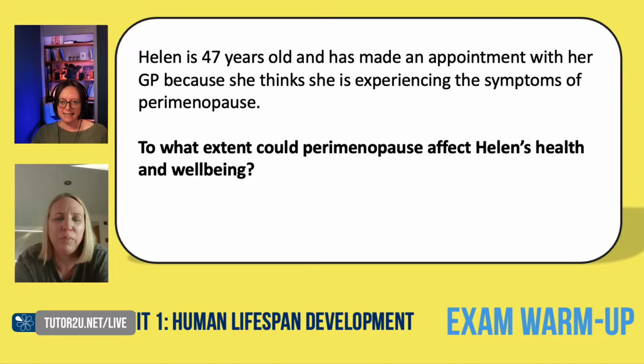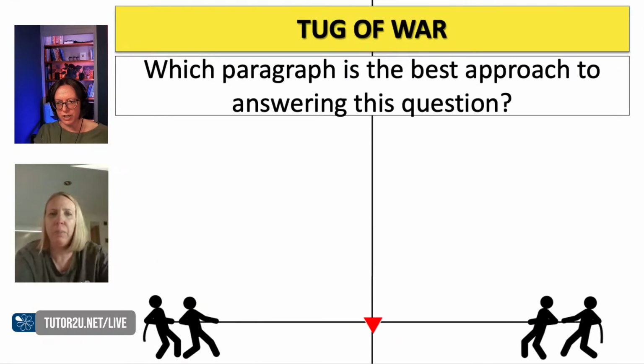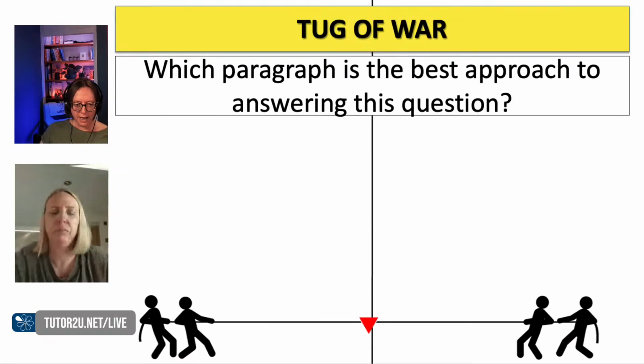Okay, let's have a look at what we've got next. A case study. So Helen is 47 years old and has made an appointment with her GP because she thinks she is experiencing the symptoms of perimenopause. To what extent could perimenopause affect Helen's health and well-being? So we're going to show you 2 answers to this question, and we would like you to decide which one is the best one, and tell us why. So which one is the best one and why?